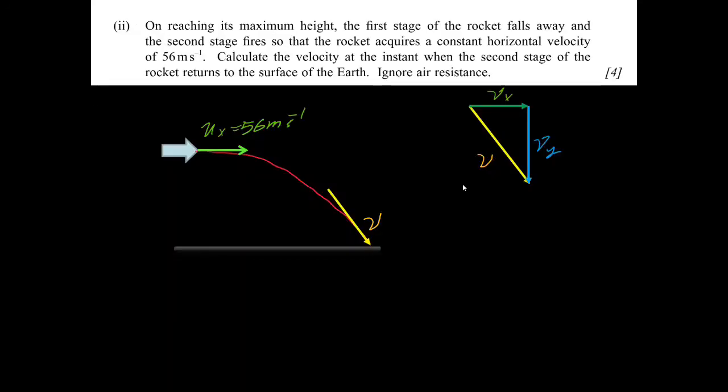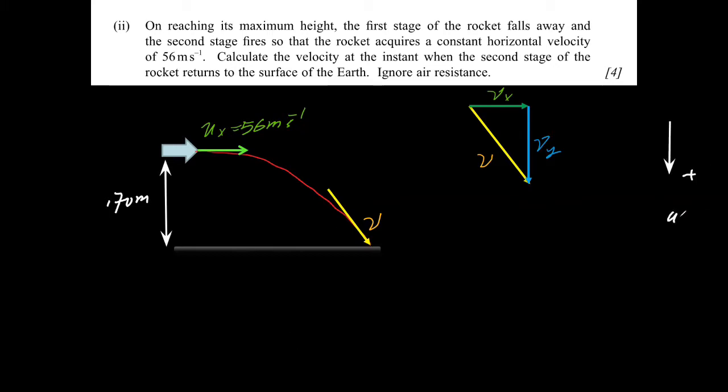On reaching its maximum height, the first stage of the rocket falls away and the second stage fires so that the rocket acquires a constant horizontal velocity of 56 meters per second. I have shown this in green. Calculate the velocity at the instant when the second stage of the rocket returns to the surface of the Earth. Ignore air resistance. We know the total height from the previous part, that is 170 meters.